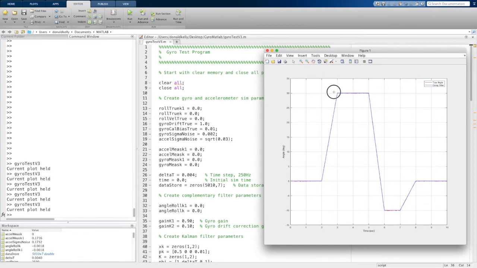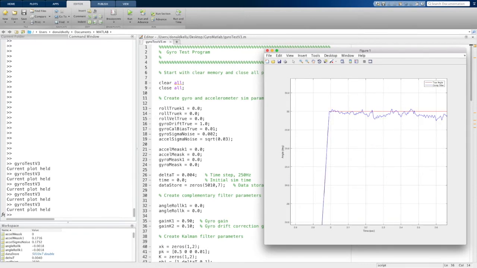Let's zoom in, same area, and sure enough, it's moved up much closer to the 30 degrees. But there we're seeing that accelerometer noise creep in, and as long as you can keep that noise below some threshold, then you're happy with it. So that's the trade-off with the complementary filter.